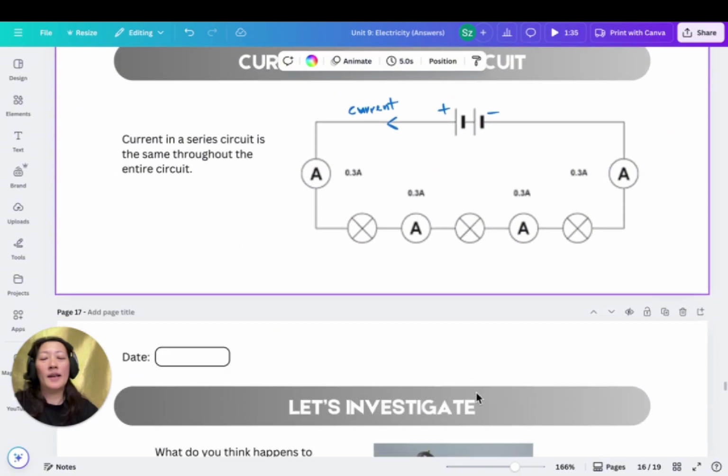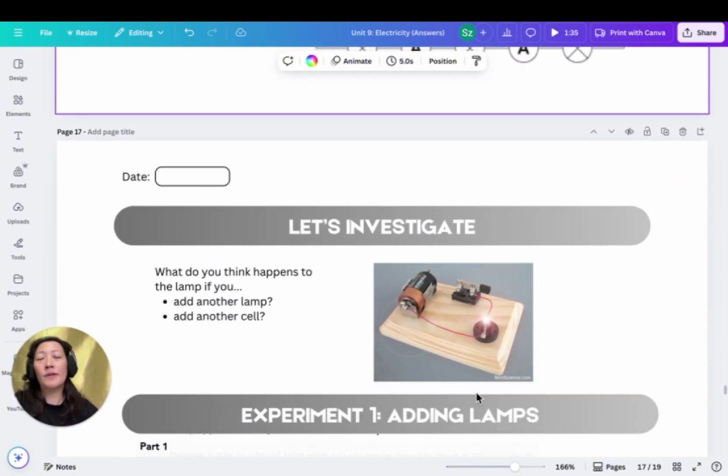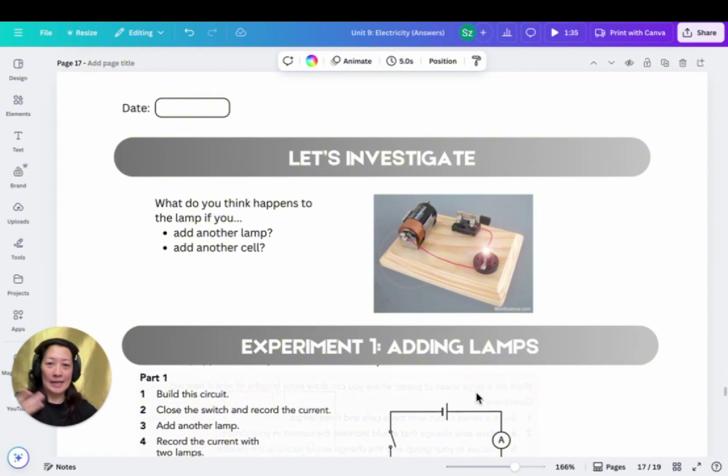Now for the next section, we're supposed to do an experiment, but obviously in this video lesson, we're not going to be doing the experiment. So for my class, if we haven't done the experiment yet, we will do this in the future. For now though, let's learn this in theory because it's actually very logical when you think about it, and this will enable you to answer any questions with regards to this kind of situation. So what do you think happens to the lamp if you add another lamp or add another cell?